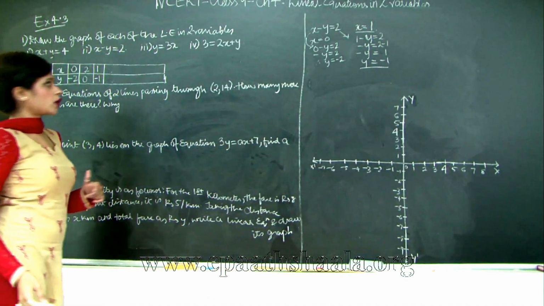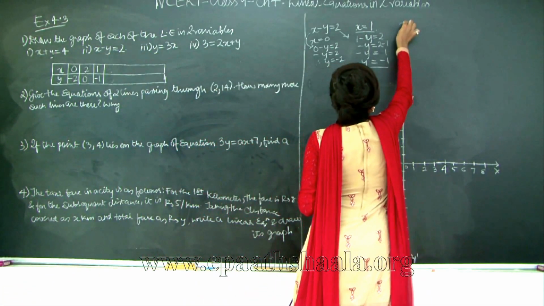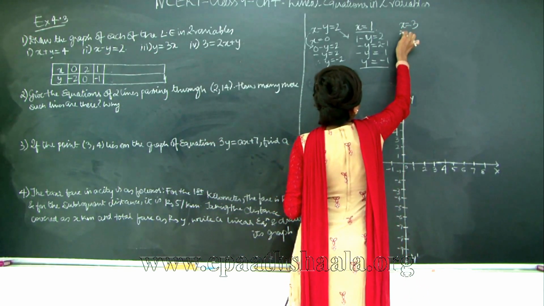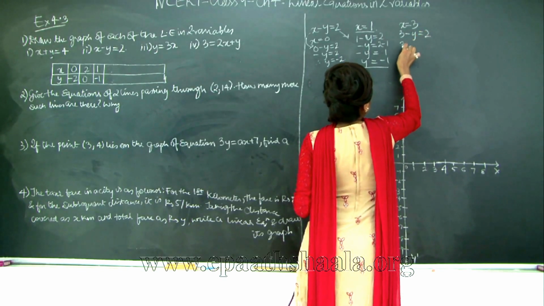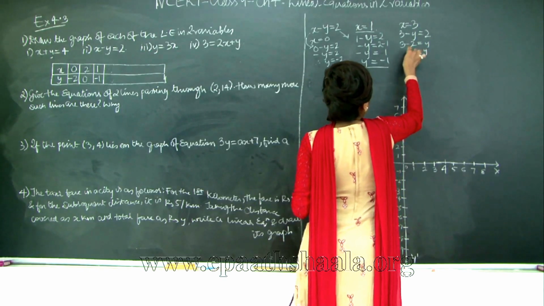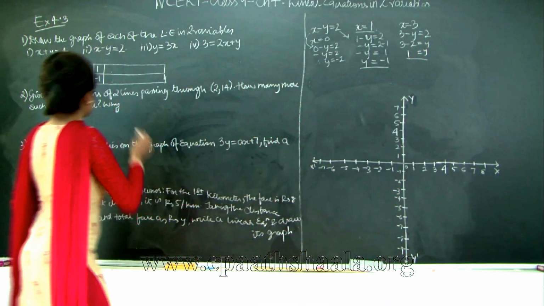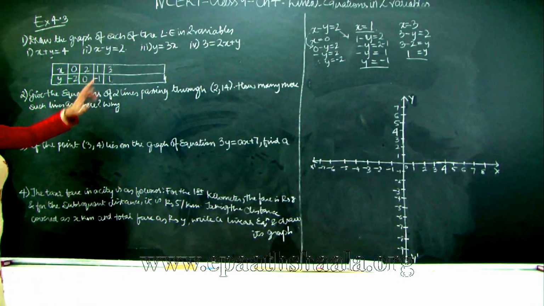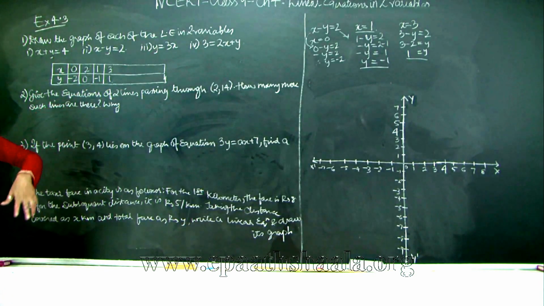Let us find another coordinate. I will say x is equal to 3. So, when x is equal to 3, my equation becomes 3 minus y is equal to 2, which is 3 minus 2 is equal to y. Therefore, y is equal to 1. So, my coordinates are 3 and 1. However, I am going to use just these two coordinates to plot it on my graph.